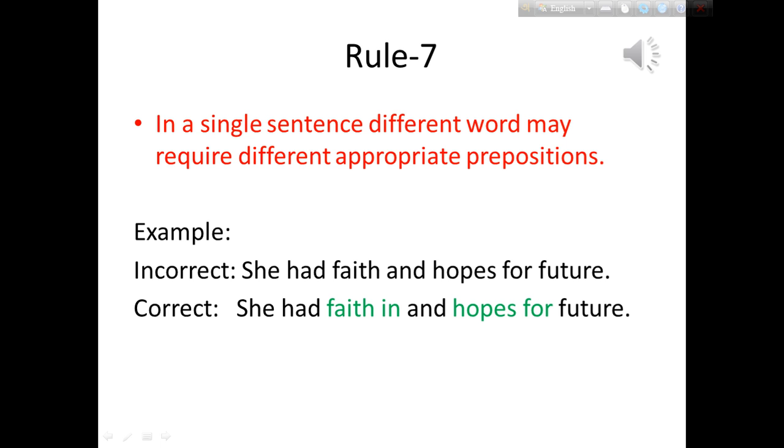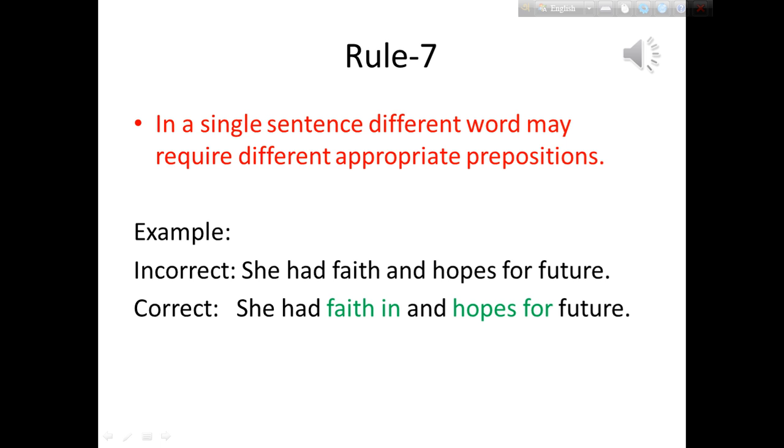Rule 7. In a single sentence, different words may require different appropriate prepositions. If there are different words in a single sentence with the requirements of different prepositions, you have to use them separately.